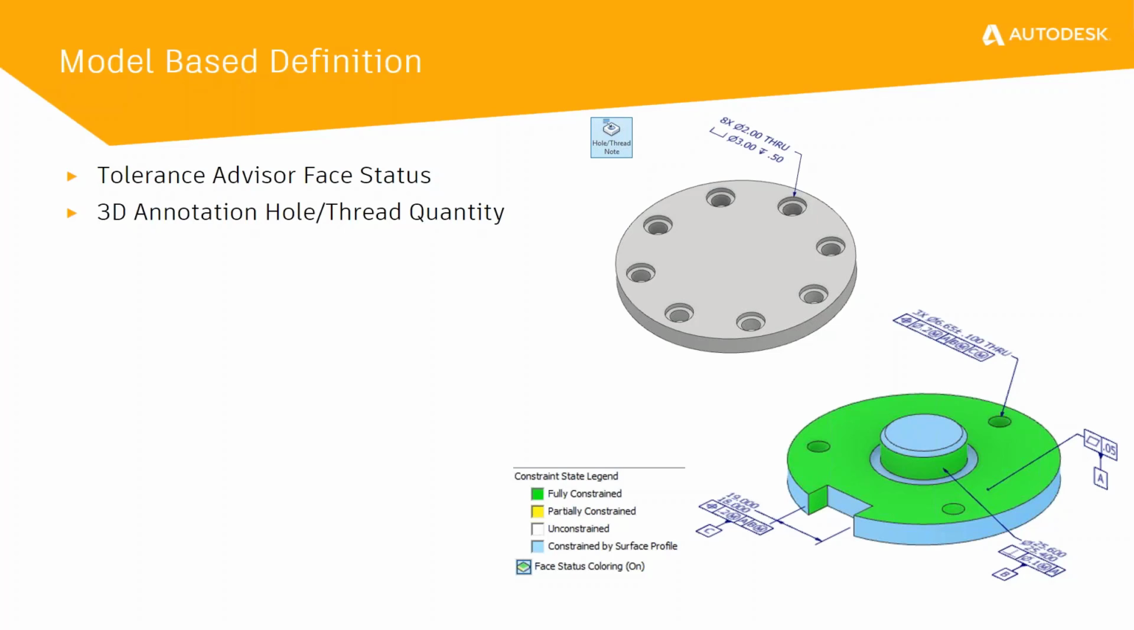In this area, previously, the Tolerance Advisor reported only the status of the tolerance scheme, but now with the 2019 release, you can now enable face status coloring to display the constraint state of the model. To do this, you click the face status coloring at the bottom of the Tolerance Advisor browser, and this will turn face coloring either on or off.